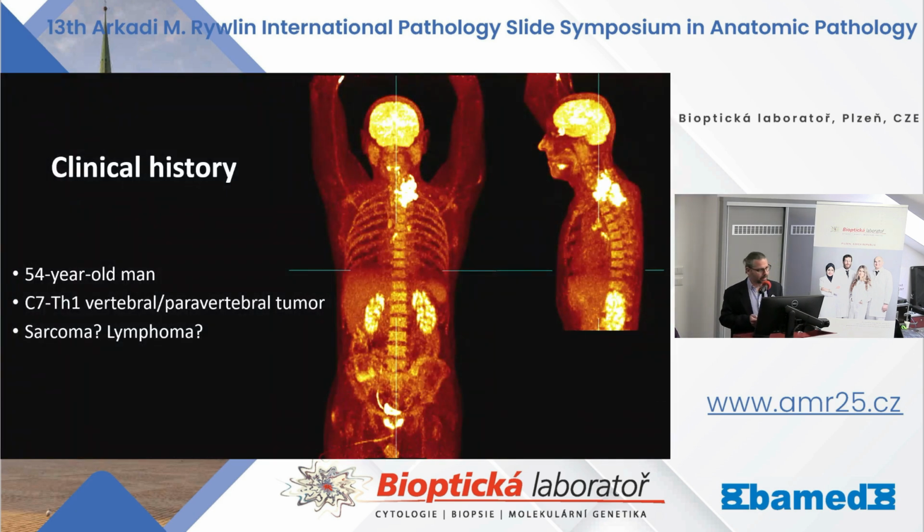This is a case of a 54-year-old man, and he presented with this ugly-looking, huge back of the neck mass involving C7 and TH1 vertebral and paravertebral tumor. It involved bony structures in addition to soft tissues, and we got some tiny pieces of biopsies with a sarcoma, lymphoma, question marks.